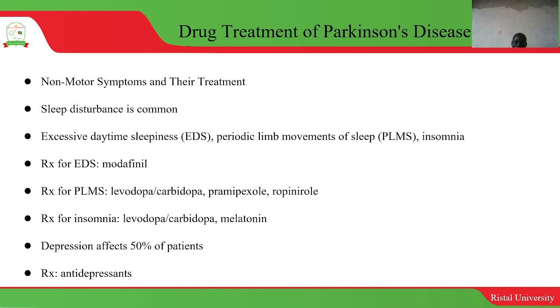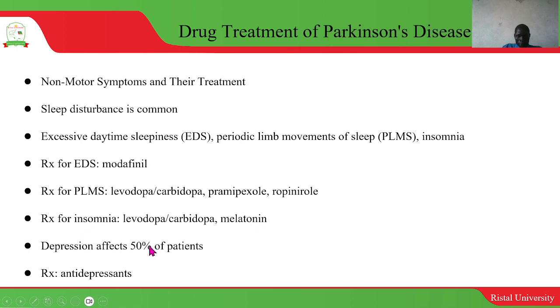The non-motor symptoms and their treatment: we said sleep disturbance is a bit common, such as excessive daytime sleepiness, periodic limb movement of sleep, and insomnia, that's absence of sleep. For treatment of excessive daytime sleepiness, we can use modafinil. For periodic limb movement, levodopa and carbidopa can help, or pramipexole and ropinirole. For insomnia, we can also use the same levodopa or carbidopa, or melatonin.